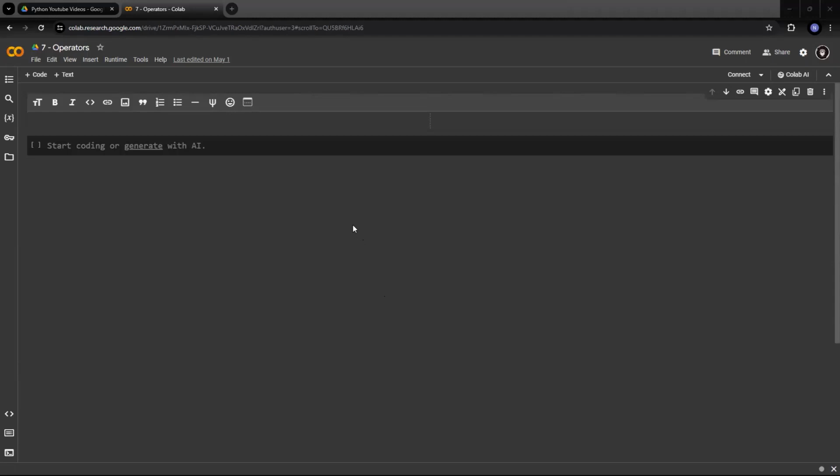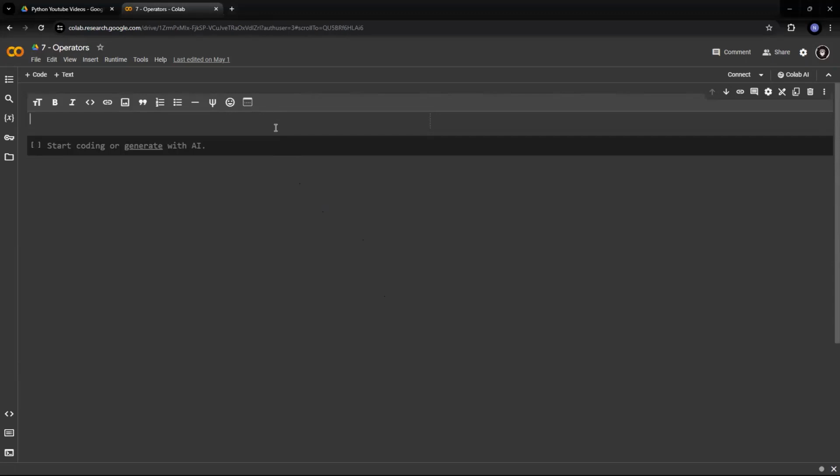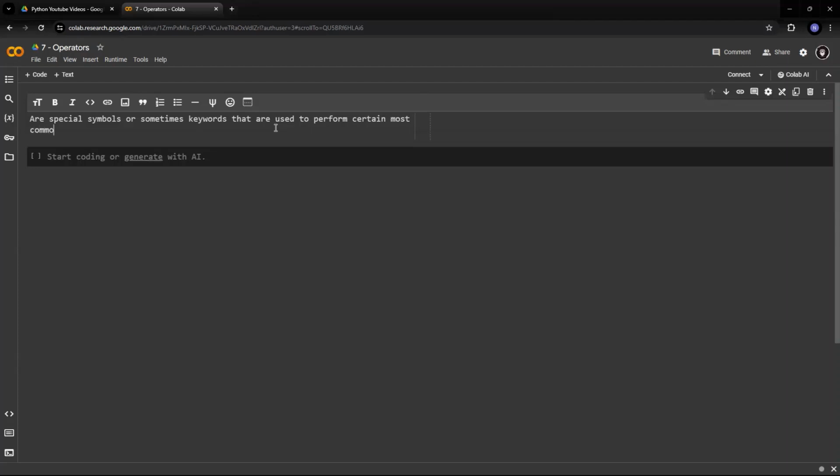Hey guys, today we'll start with some new things on Python, such as operators. What do you mean by operators in Python? Now, operators in Python are special symbols, you can call them symbols or sometimes keywords, that are used to perform certain most commonly required operations.